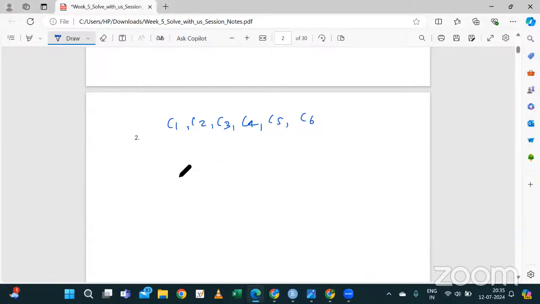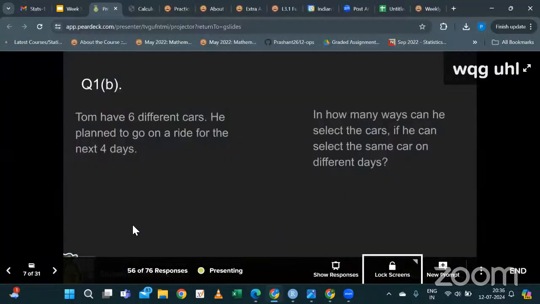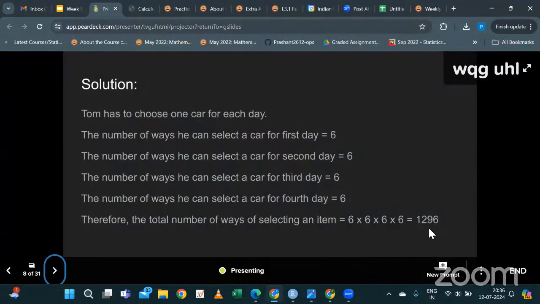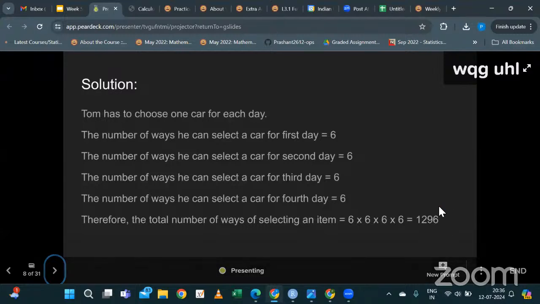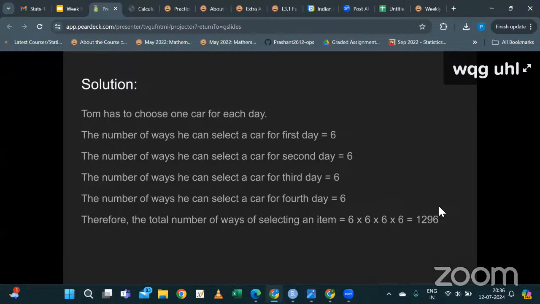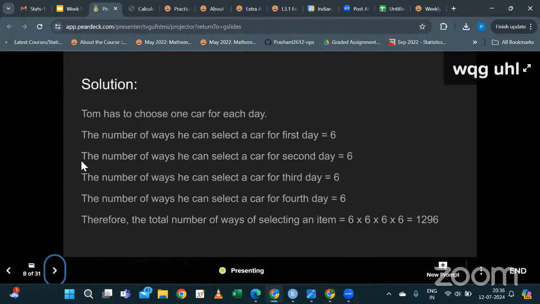So for the first day, he can use any of the six cars. Then for the second day, again he can repeat the car, right? So that means he will again have six options, then six options, then six options. So I think it will be 36 into 36. If you multiply, let me see from the slides. Yeah, so 1296 is the correct answer because he can repeat the car for the upcoming days also. So he will have the same options. Okay, all right. Is it clear?